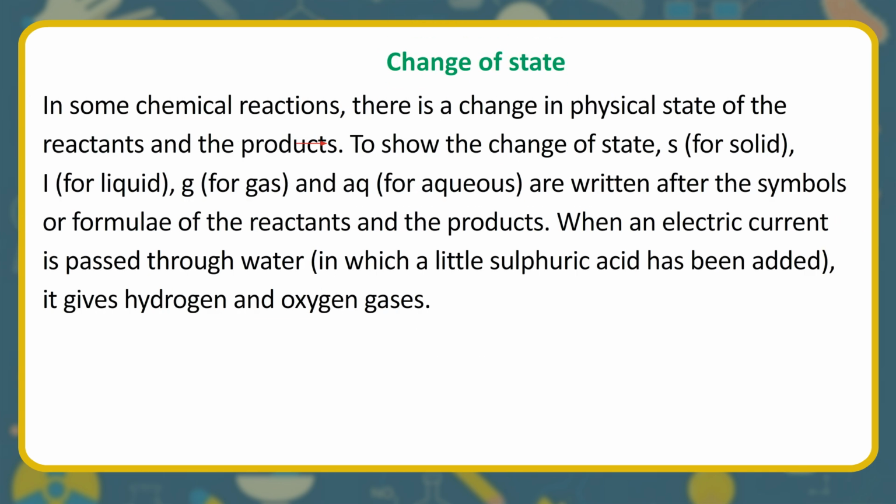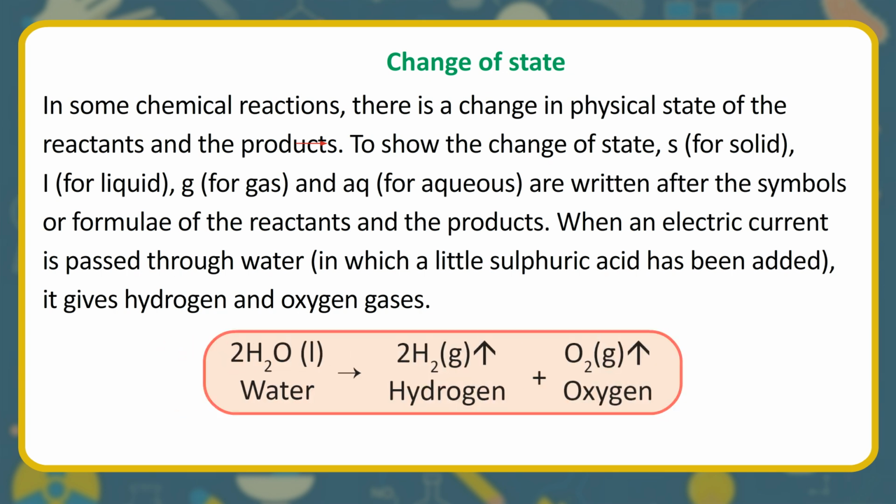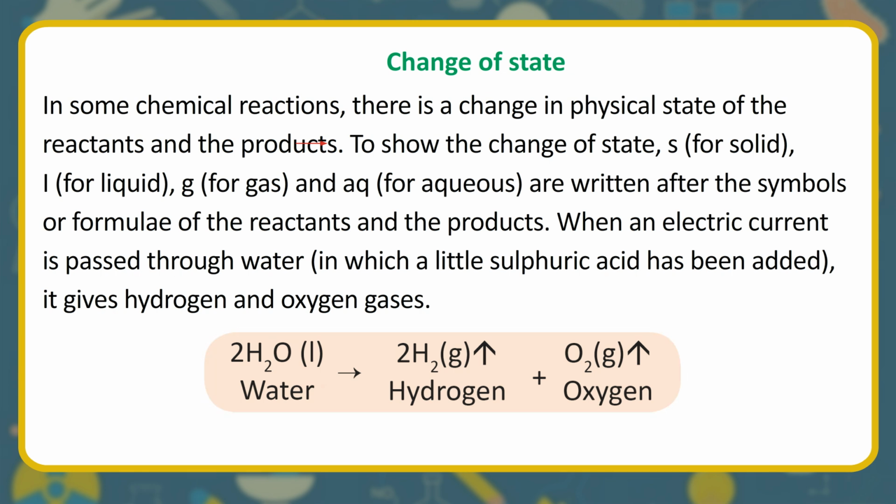Change of state. In some chemical reactions, there is a change in the physical state of the reactants and the products. To show the change of state, S for solid, L for liquid, G for gas, and AQ for aqueous, are written after the symbols or formulae of the reactants and the products. When an electric current is passed through water, in which a little sulfuric acid has been added, it gives hydrogen and oxygen gases. 2H2O(l), water, gives 2H2(g), hydrogen, plus O2(g), oxygen.